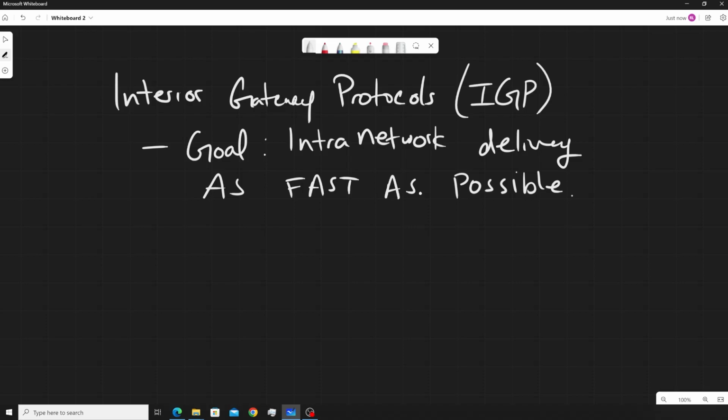Although some autonomous systems, I should make a caveat. Some or most autonomous systems contain many networks. So most autonomous systems contain many networks. Okay, but our main problem anyways is that we want to get to our final destination as fast as possible. That is, let's say that this is our autonomous system.